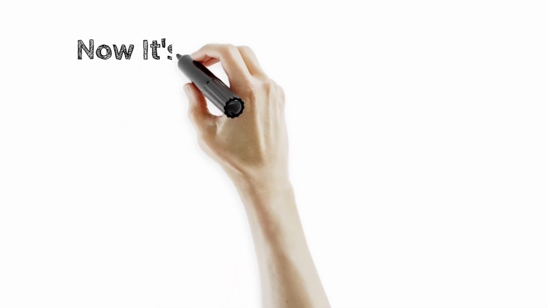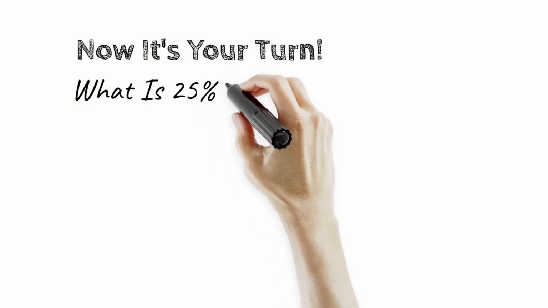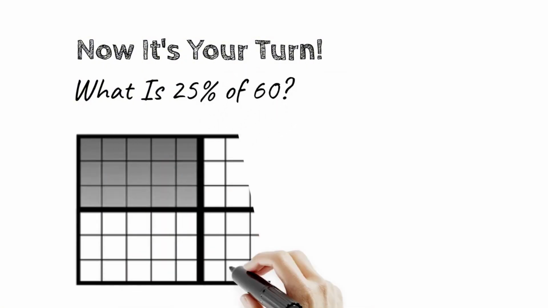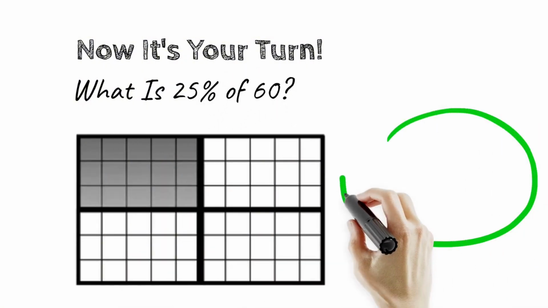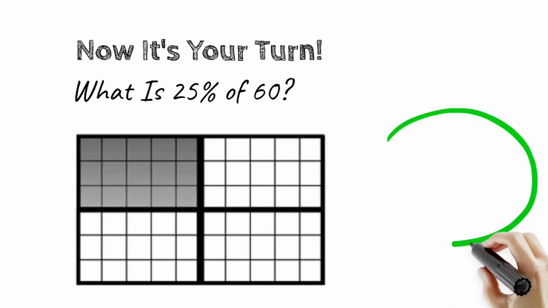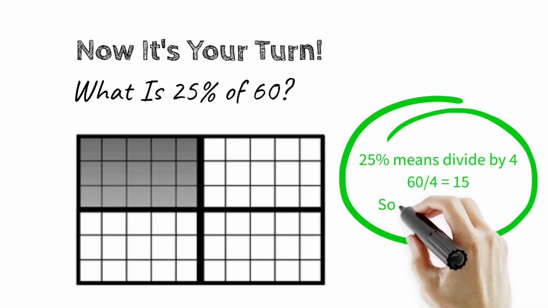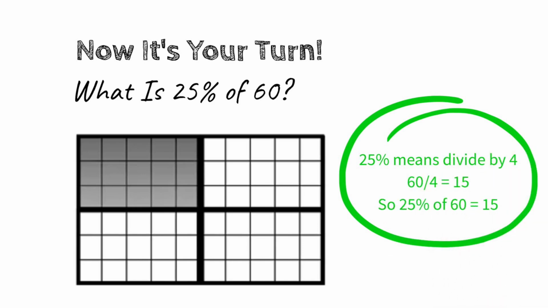Let's try one together. What is 25% of 60? First, we split 60 into 4 parts. Each part is 15, because 60 divided by 4 is 15. Or you can count the squares that are coloured in. So 25% of 60 is 15.